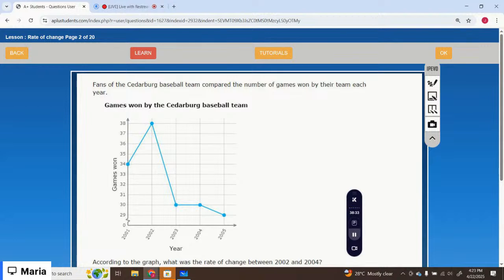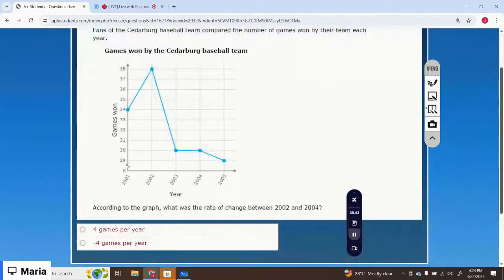Fans of the Catterberg baseball team compared the number of games won by their team each year. According to the graph, what was the rate of change between 2002 and 2004?